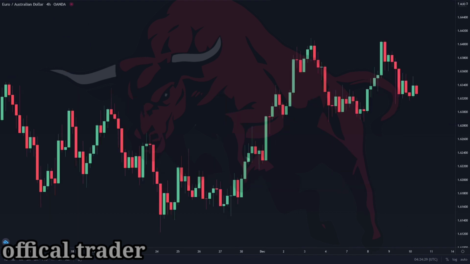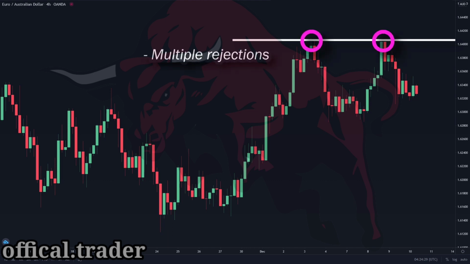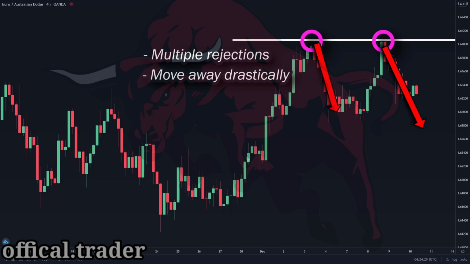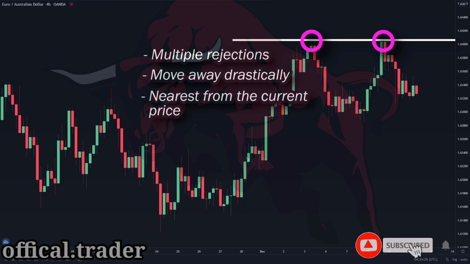So here's the Euro Australian dollar. And as we look at the current price, we can spot a level up here. Let's see which criteria this level fulfills. First, there are multiple rejections, because as you can see, the price tried to break out of this level but failed multiple times. Next, the price moved away drastically from a point of swing high. And lastly, the area is closest to the current price.